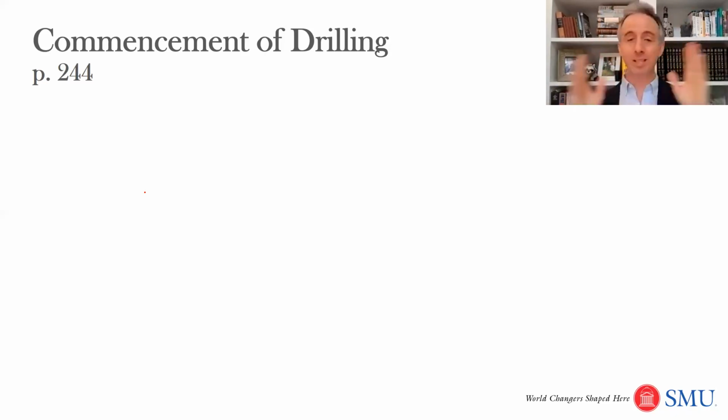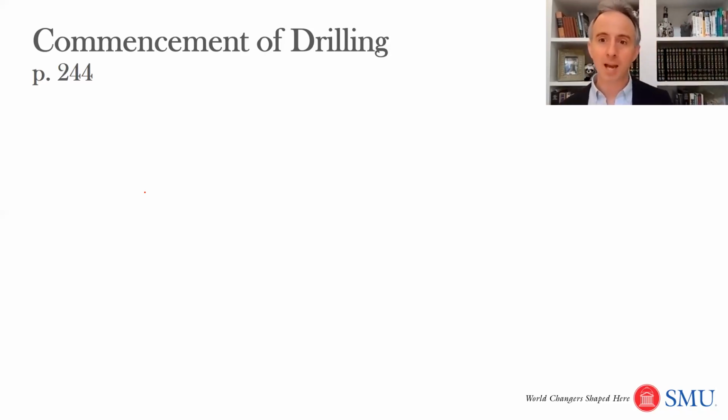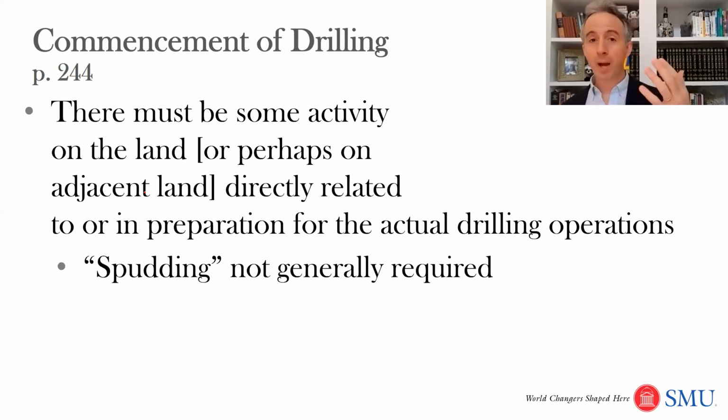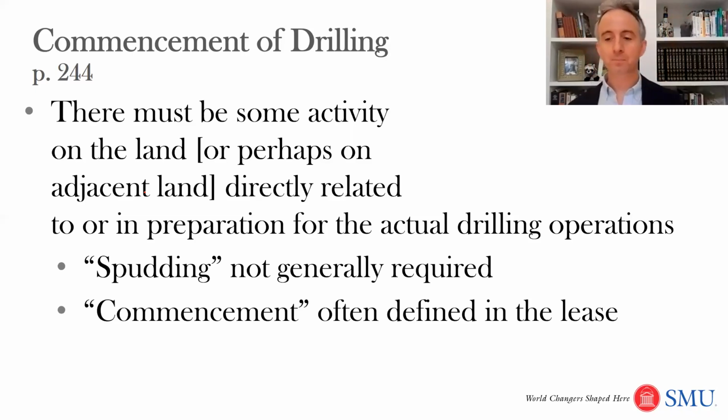So they're kind of racing from lease to lease, trying to produce them. And sometimes, if they have an extra 6 months on one, we'll leave it for 6 months. I've got to get the ones that are expiring right now. So sometimes there can be a scramble at the end of the term. So for the oil and gas company to say that it has been drilling on the land, there has to be some activity on the land, or maybe adjacent land, that is directly related to or in preparation for actual drilling. So spudding, which is actually the drill entering the ground, is not generally required.